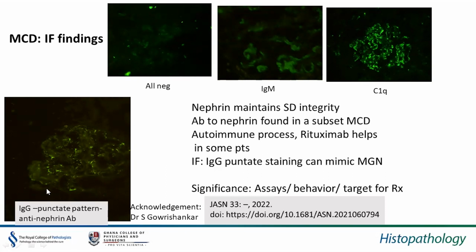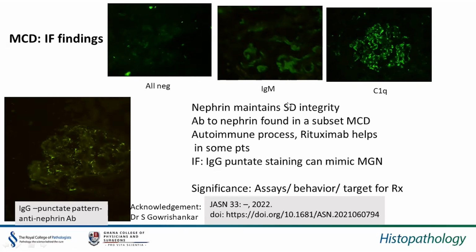There can be an interesting pattern of staining with IgG. You can get a punctate pattern of staining with IgG, as you see over here. And this may then mimic a membranous glomerulonephritis. Now, why does this type of punctate pattern of staining occur? This is because of presence of antibodies to nephrin. And nephrin is a protein that maintains the slit diaphragm integrity.